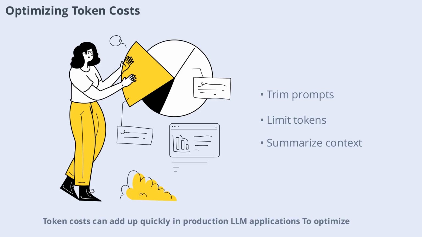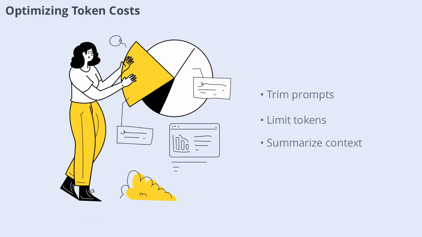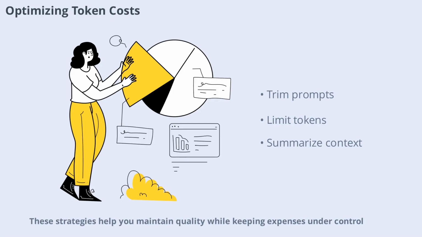Token costs can add up quickly in production LLM applications. To optimize, trim system prompts, enforce strict max token limits, compress or summarize retrieved context, and minimize redundant few-shot examples. For instance, removing 500 outdated tokens from a global prompt template can save thousands of dollars weekly across millions of chats. These strategies help you maintain quality while keeping expenses under control.